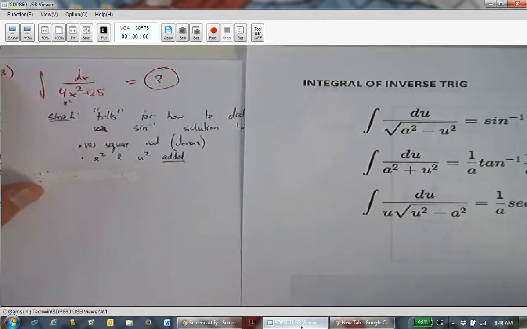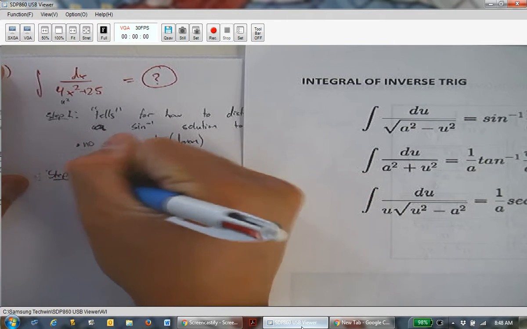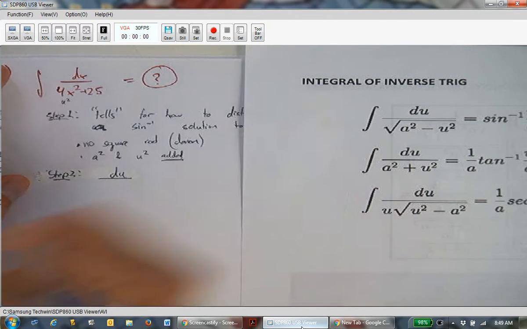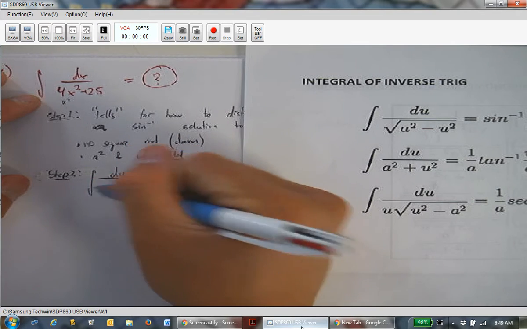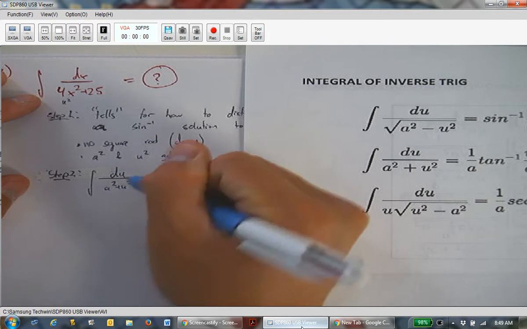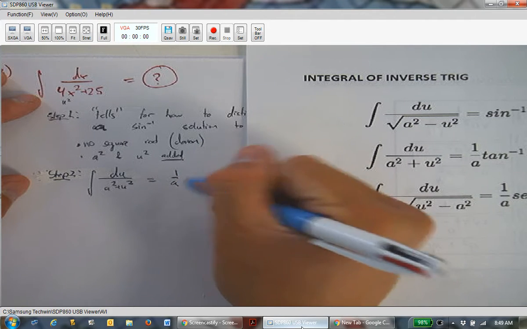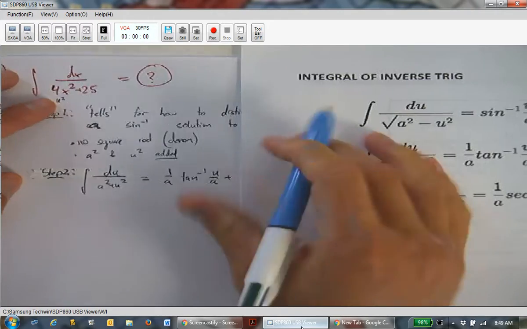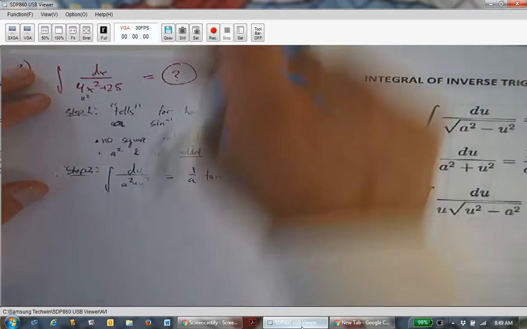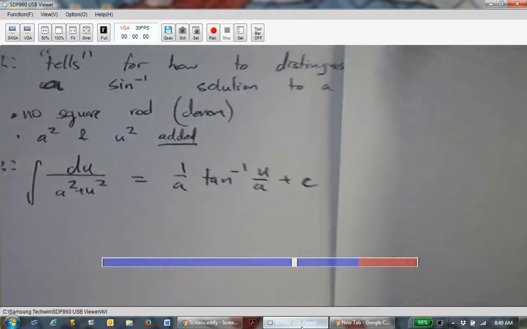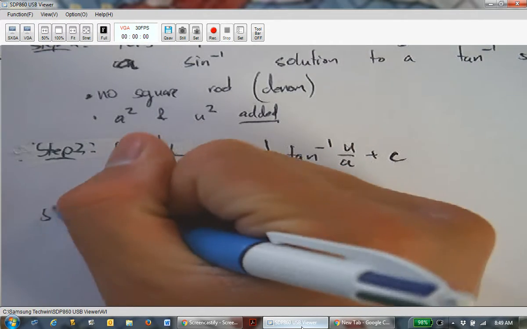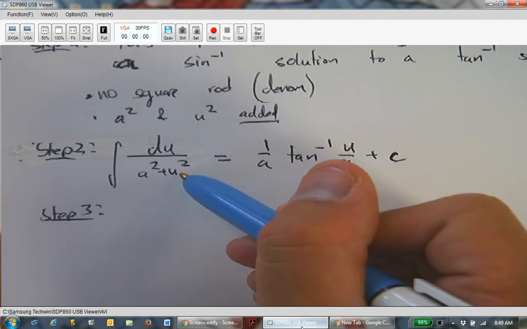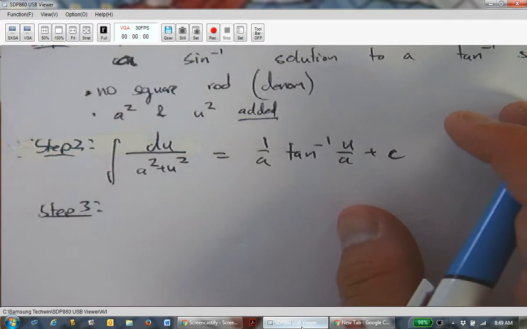I think it might be healthier to write the general formula first on your paper. So bear with me. I know it's very tedious, but you're going to see the value in the tedium. The integral of 1 over a squared plus u squared is equal to 1 over a times inverse tan of u over a, plus c. We want to write that down and see that for ourselves. The next step would be to define what the u is, the a squared, the u squared, and the du. So let's look at those things.